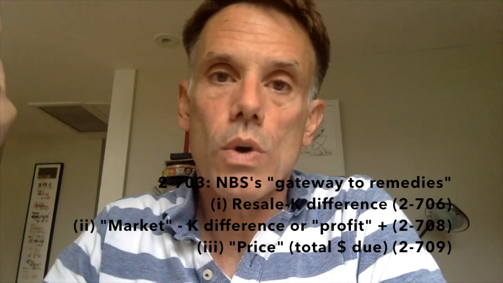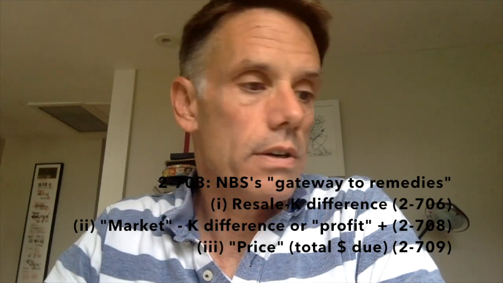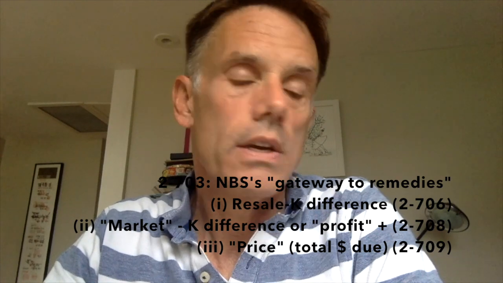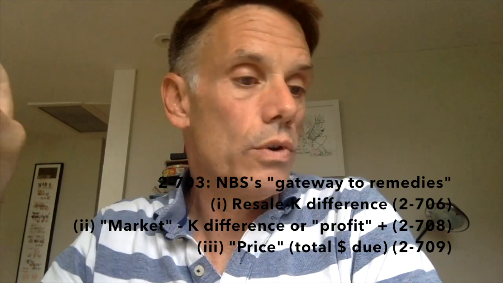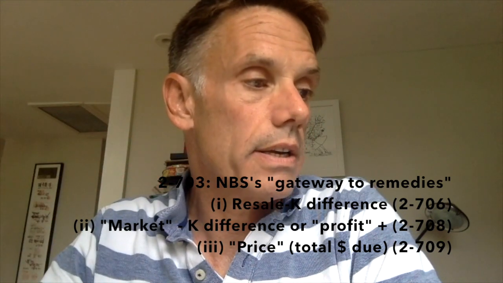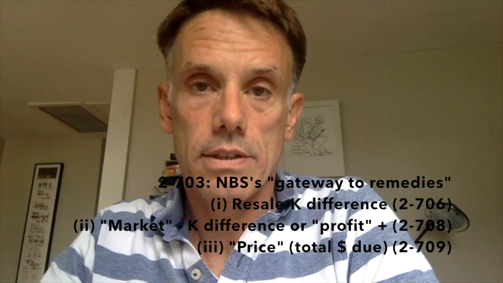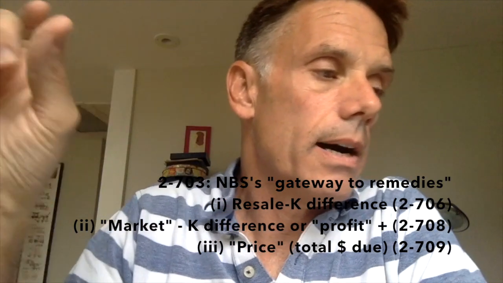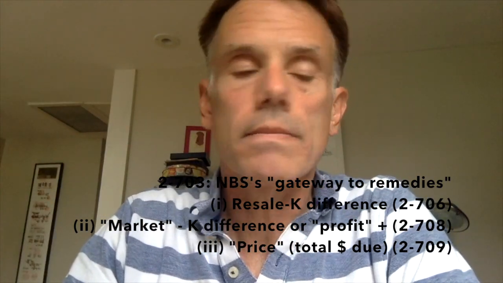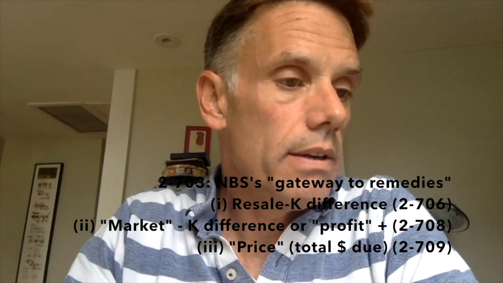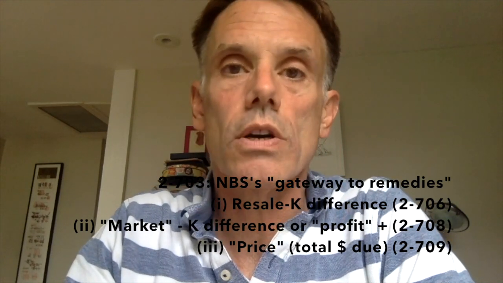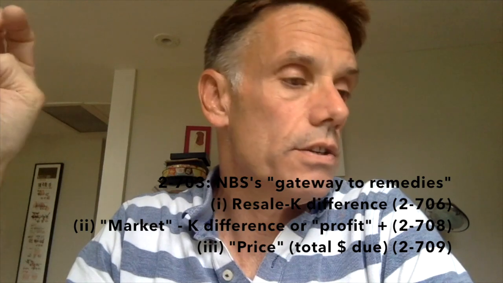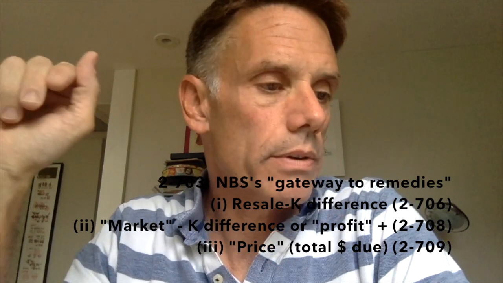expectation. Number one, you give the non-breacher the resale contract difference under 2-706. Number two, you could give the non-breacher the market contract difference, or, and this is what we're really going to focus on today, something I call profit plus. Number three, in cases where nothing else seems to work, the non-breaching seller might ask for the price under 2-709. You can hold that one to one side.